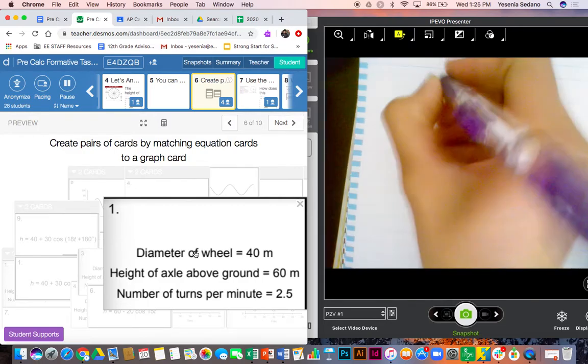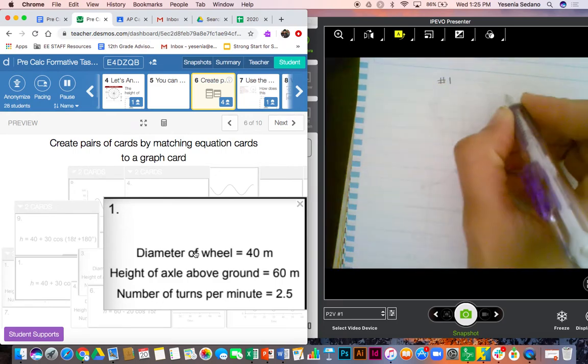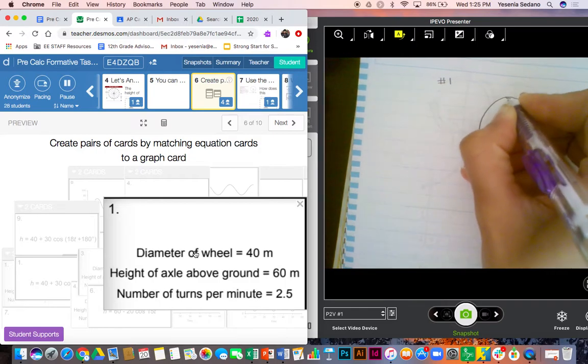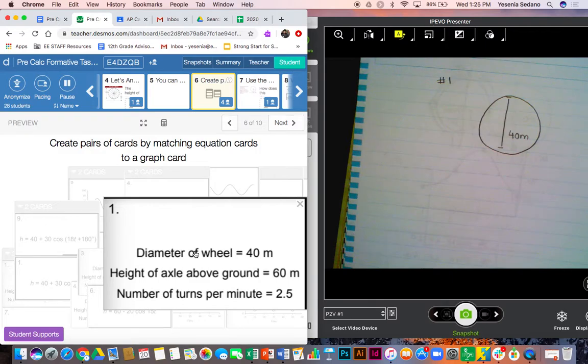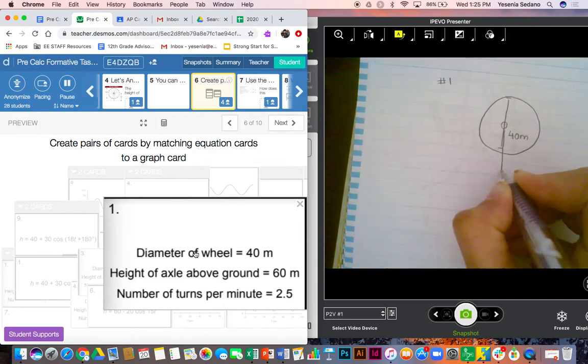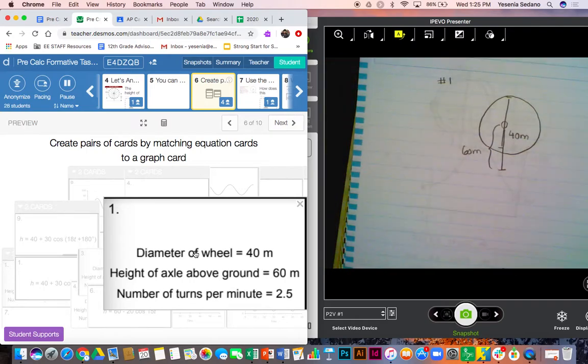So situation number one has a diameter of 40 meters. The Ferris wheel has this diameter, 40 meters. And the height of the axle above the ground is 60. So this is 60 meters.